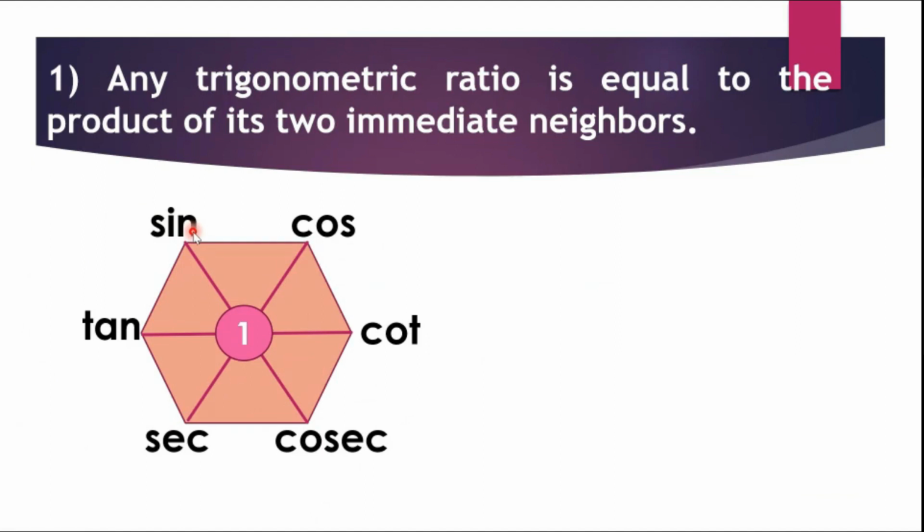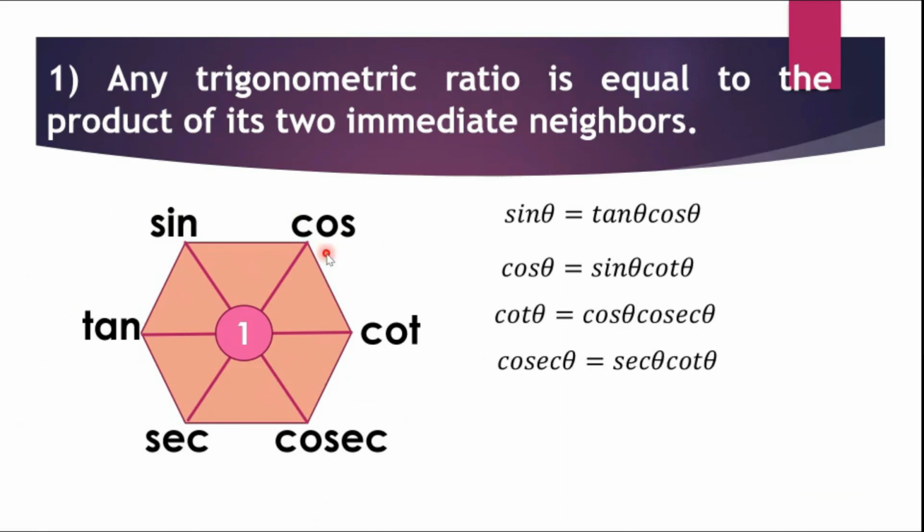So, what are the neighbors of sine? We have cosine and tangent. So, therefore, sine theta is equal to the product of tan theta and cosine theta. Okay? The same goes for cosine. So, the neighbors of cosine are sine and cotangent. So, therefore, cosine theta is equal to the product of sine theta and cotangent theta. And the list goes on until tan theta. So tan theta is equal to the product of sine theta and secant theta.